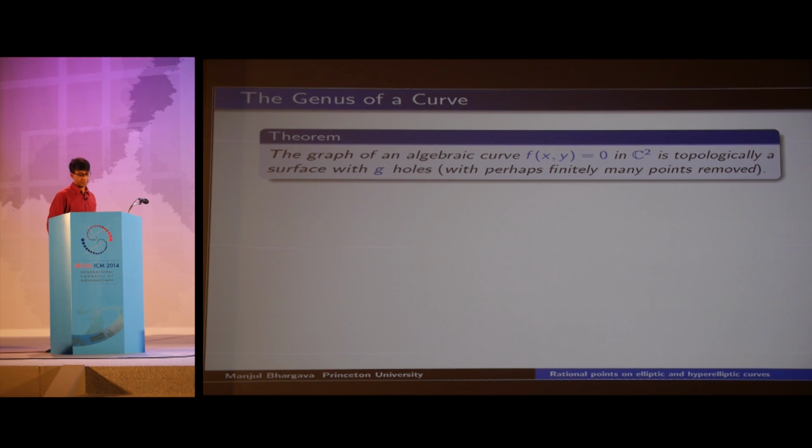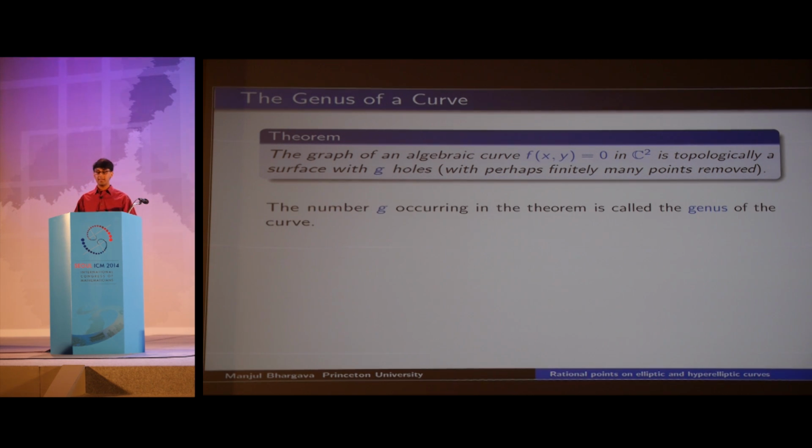So this is the fundamental theorem about what the surface looks like. The graph of an algebraic curve in C² is topologically a surface with g holes, g donut holes, perhaps with finitely many points removed. Okay, there may be some finitely many punctures, but it's a compact surface with g donut holes, g handles. And so that number g occurring in the theorem is a fundamental topological invariant of this graph, which is called the genus of the curve.